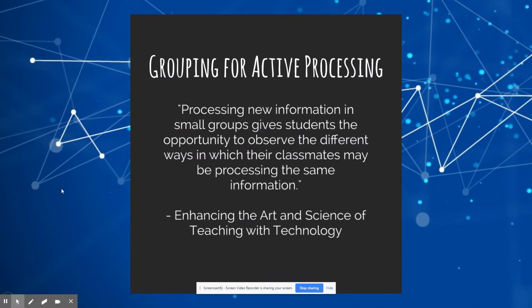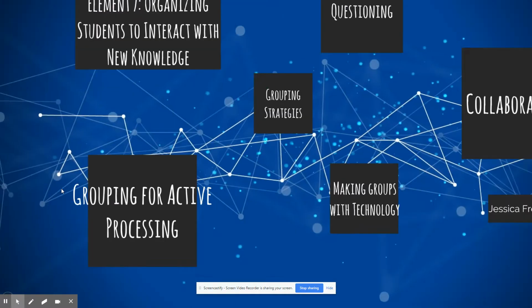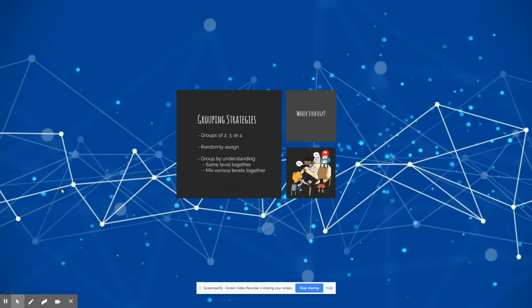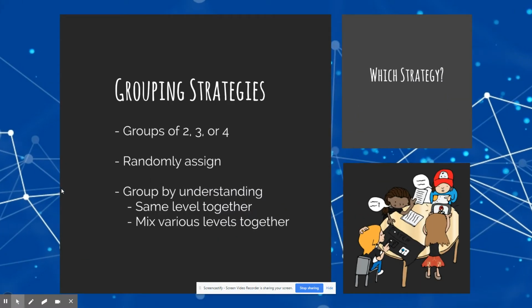The book says, processing new information in small groups gives students the opportunity to observe the different ways in which their classmates may be processing the same information. They had a lot of interesting things in just this short element, and I'll talk about a few of them.